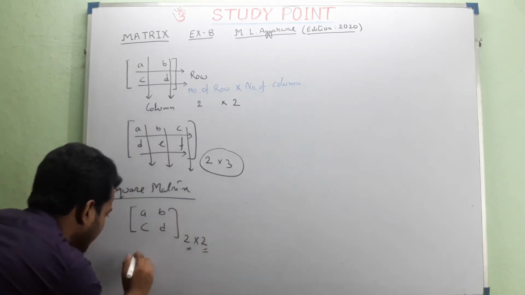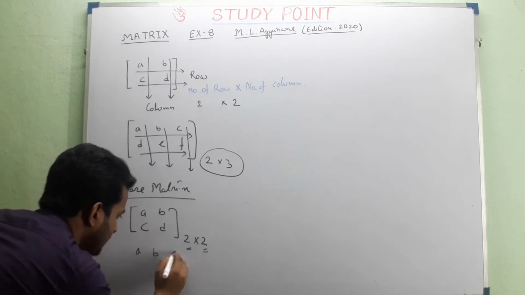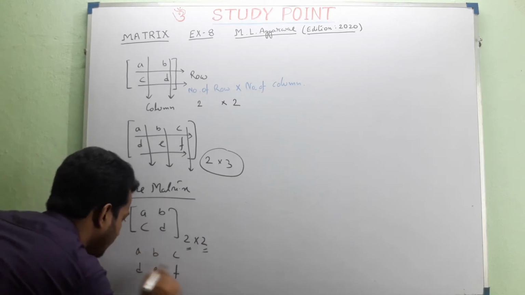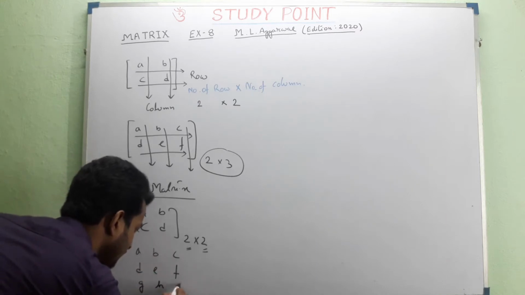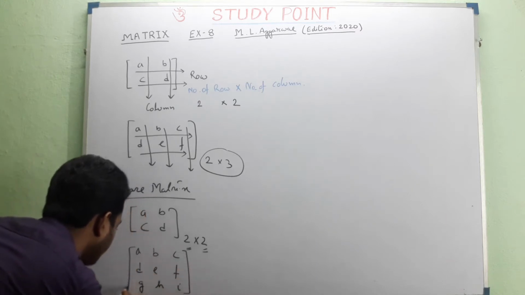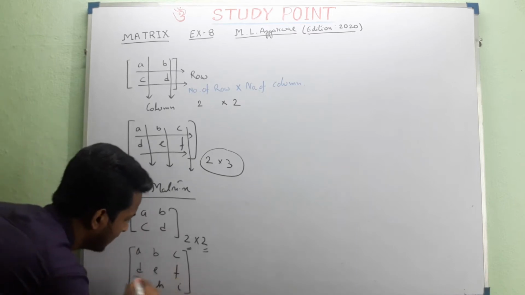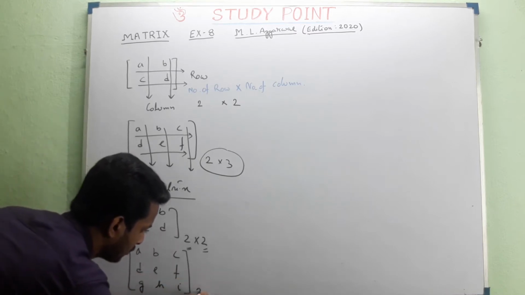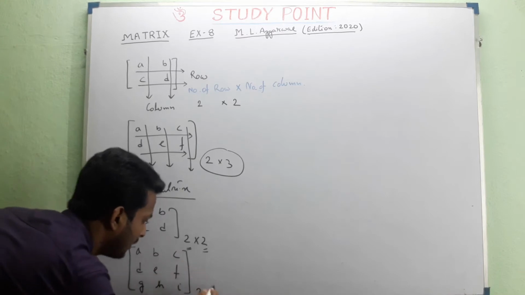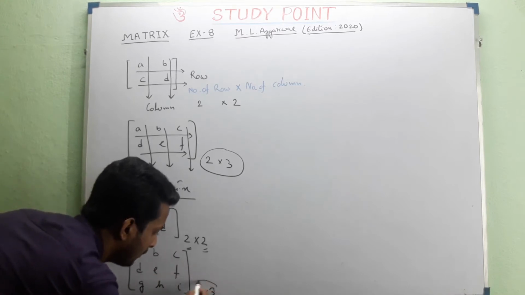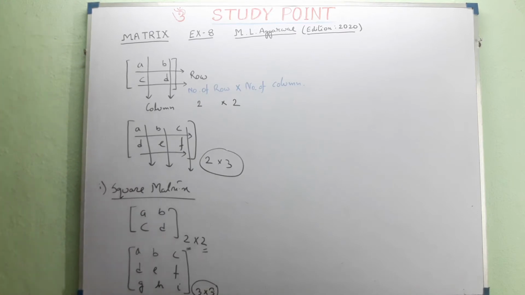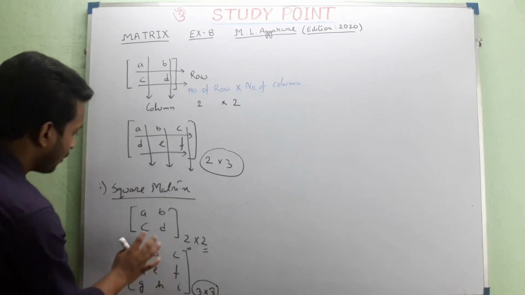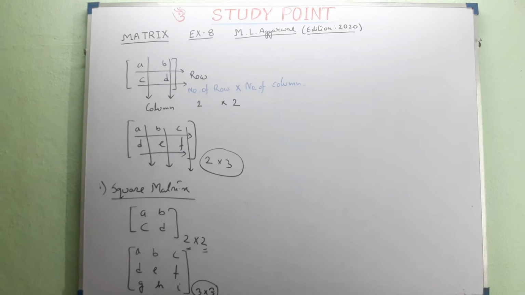It may be written like this also, c, d, f. See from here, there are 3 rows and there are 3 columns also. So by this also we can see that the number of rows is equal to the number of columns. So this is also one kind of square matrix.